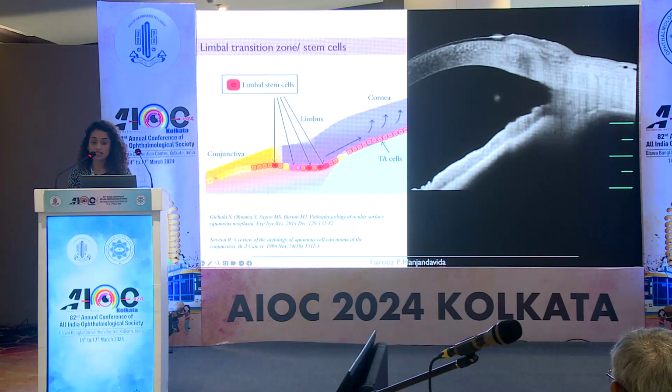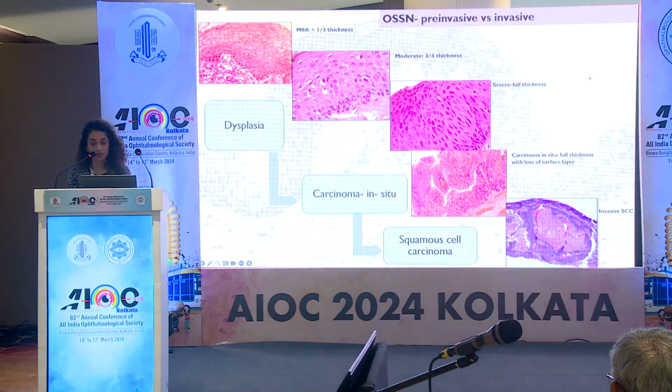As you can see here, this is an ASOCT where the limbus is involved, and the tumor is extending into the cornea and into the conjunctiva. So ocular surface squamous neoplasia is a spectrum. The spectrum involves dysplasia at one end, which can be mild, moderate, and severe. Then it goes to carcinoma in situ, and further to invasive squamous cell carcinoma. So we have a pre-invasive OSSN and an invasive OSSN.